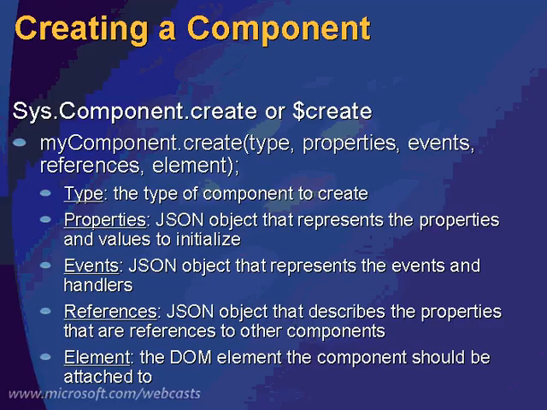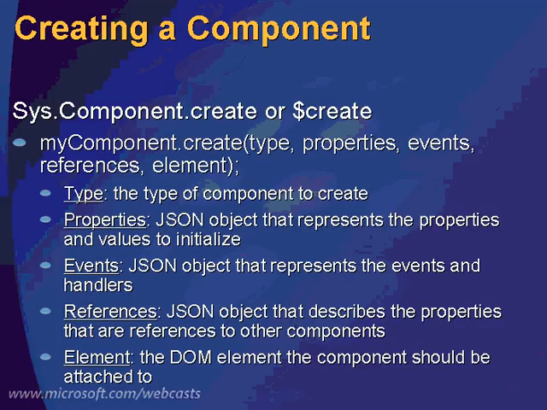So, creating a component. I just wanted to do a review on this as well, because this is important. The means by which you can create a component: you can either call Sys.Component.create, or we have a shortcut, $create. Inside of this, you essentially pass in at least 1 argument and then 4 optional arguments. You have to pass in the type of the component to create as your first argument. So if I've created a component called Samples.Whatever, my type would be Samples.Whatever.